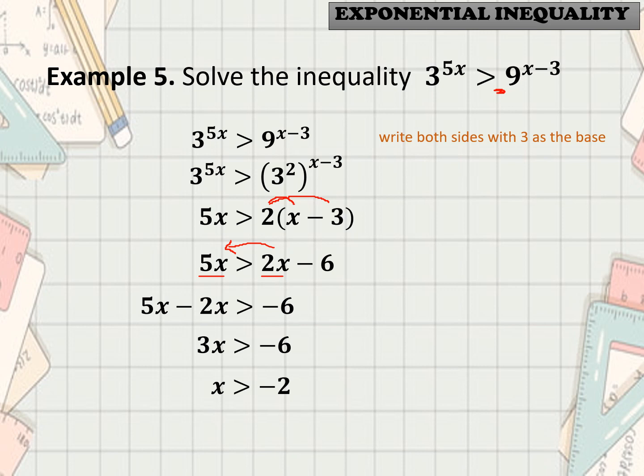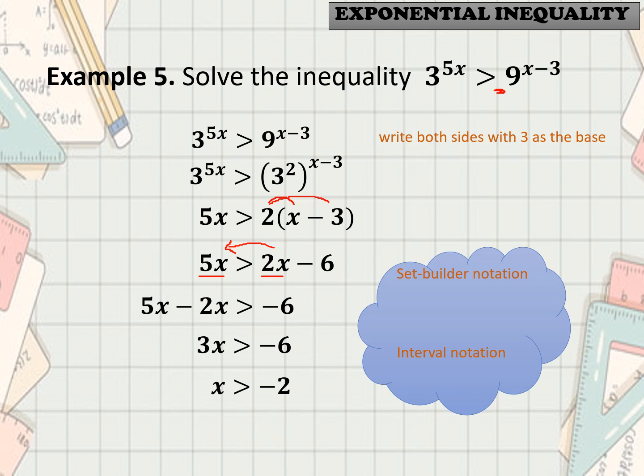Ibig sabihin, yung pwede daw maging value ni x is greater than negative 2. Mas mataas lang daw kay negative 2, which is, ano-ano yung mga numbers na yon? O pwedeng negative 1, 0, positive 1, positive 2, positive infinity. Okay? Then, sa pag-rewrite ng solution for the inequality, pwede natin yan express as set builder notation tsaka interval notation.